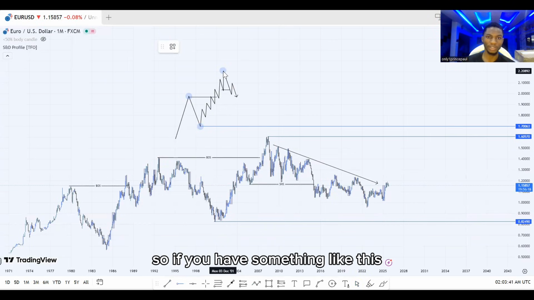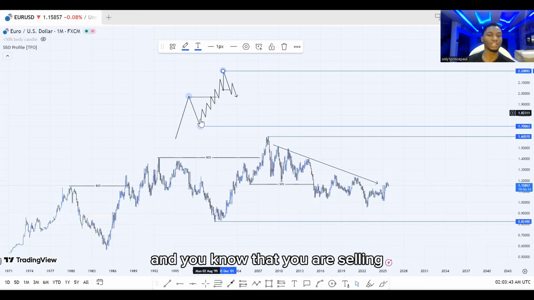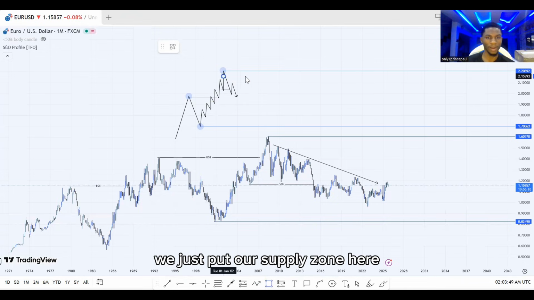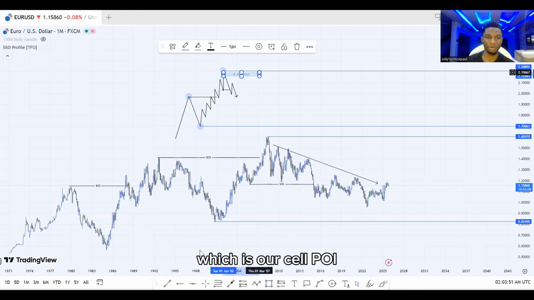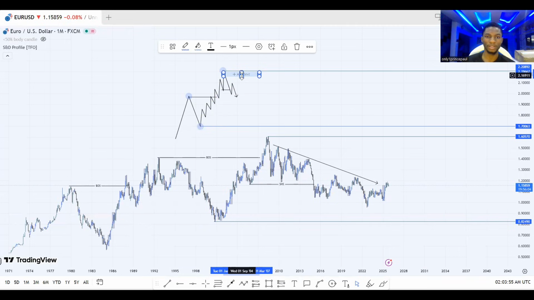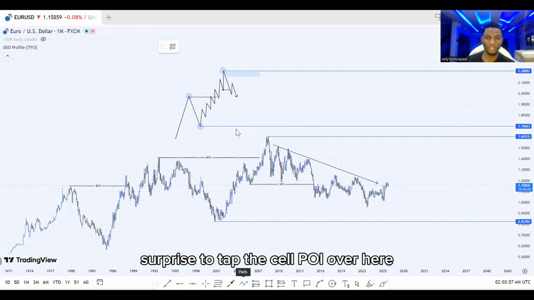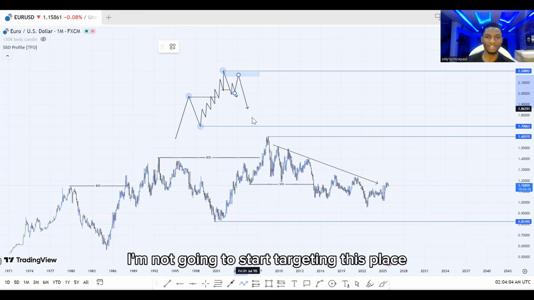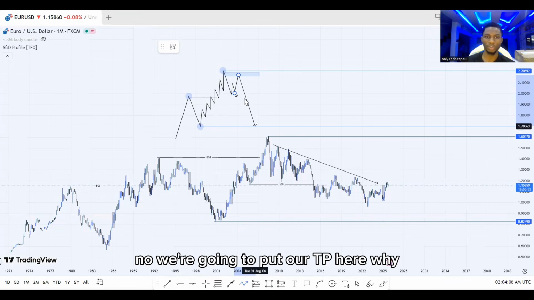So if you have something like this and you know that you are selling, you're on a pullback trend, right? We want to probably sell. We'll just put our supply zone here, which is our sell POI. And what we'll be anticipating is for price to just tap the sell POI over here. Then we'll just take our TP here. I'm not going to start targeting this place. No, we're going to put our TP here.